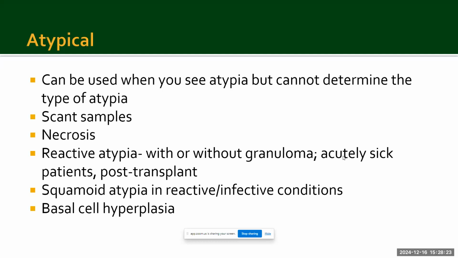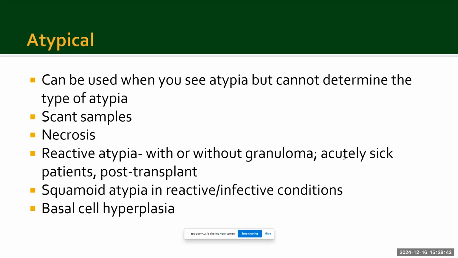Other where I am seeing some basal cell hyperplasia, like you see in the prior image, and I'm not sure what kind of atypia that is. Then I use the term atypical, and describe rare clusters of atypical epithelioid cells to scan for definitive interpretation.